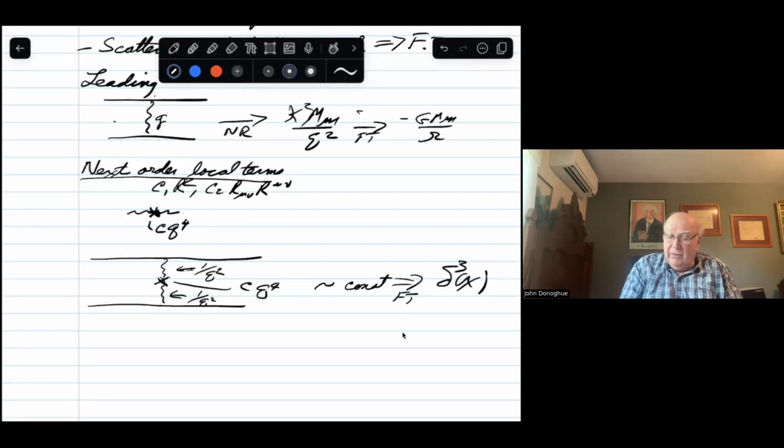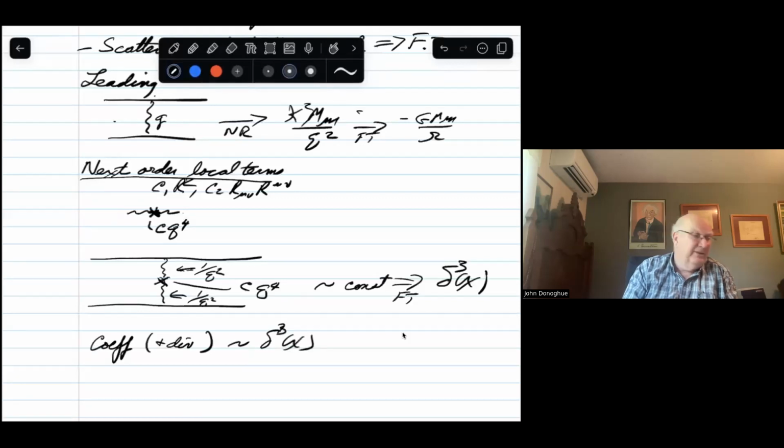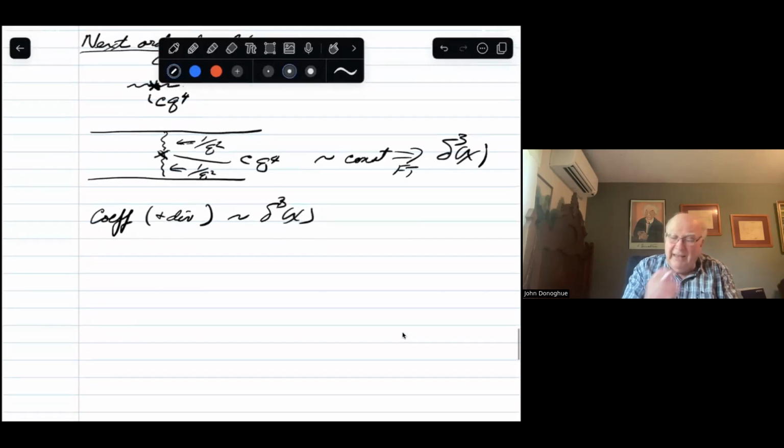Okay, so all the effects of these coefficients and where the divergences were only influence delta 3 of x terms in the potential. We actually could have seen this previously.